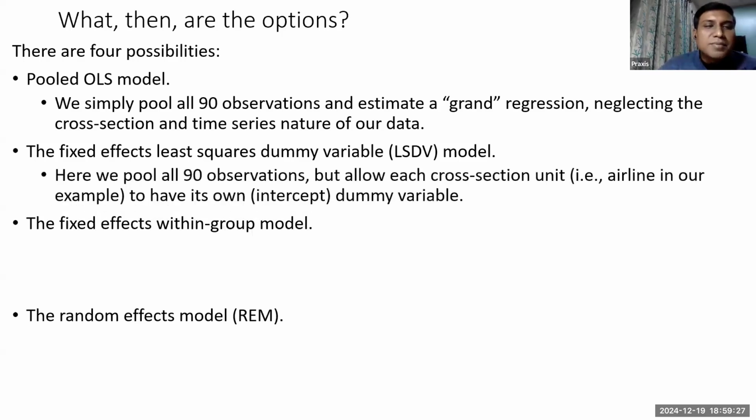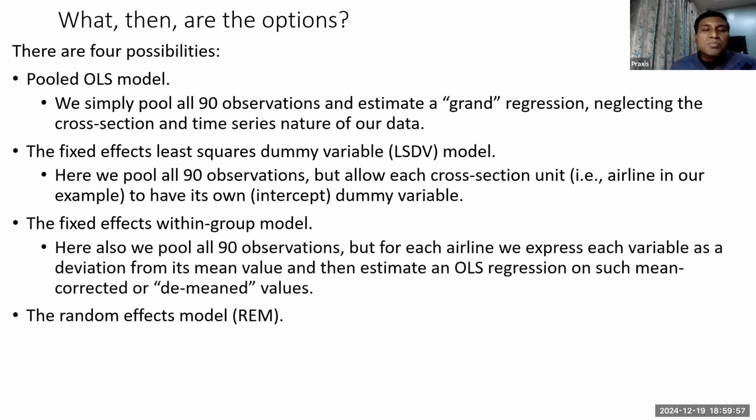Second, in case of the second approach, we'll pool all 90 observations, but allow each cross-sectional unit to have its own intercept dummy variable. That means, as ma'am was talking about, that every company is different. So we will represent that individual heterogeneity in the form of individual dummies, right? I will explain all these things, just to give you a brief on each of these models.